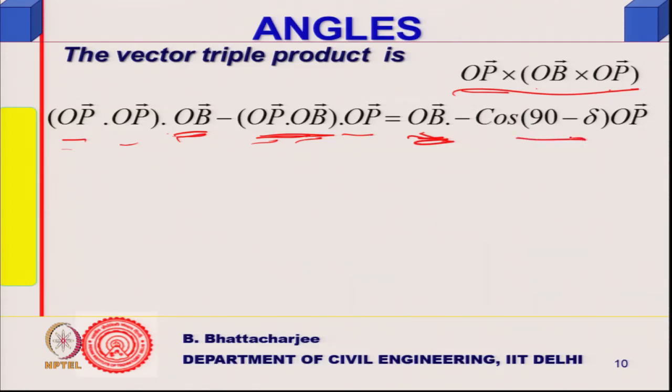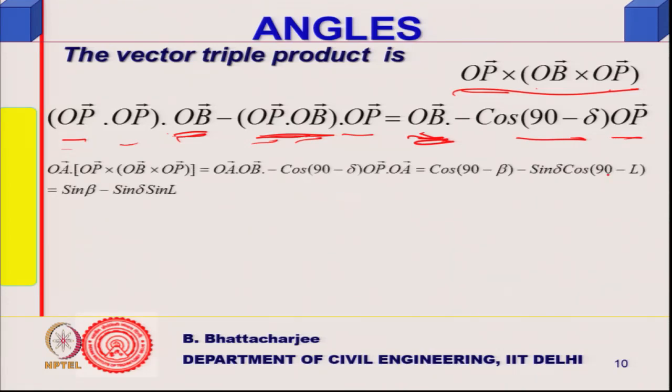So, 90 minus delta, and OP bar, what is OP bar? OP bar is unity simply. So this I can write as OB bar. This would be written as cos delta, and so on. So finally, it will turn out to be cos 90 minus delta, and OB bar is unity multiplied by the angle. So this comes out to be sin beta minus, because 90 minus beta, sin delta cos 90 minus. So this is what it is.